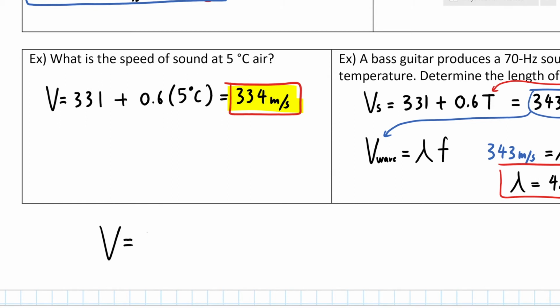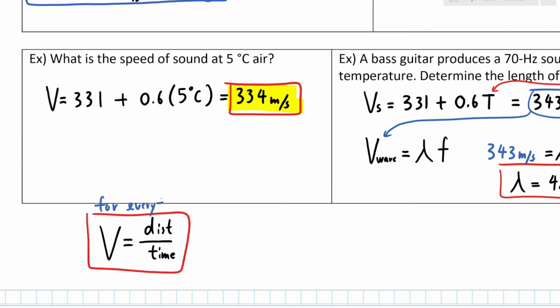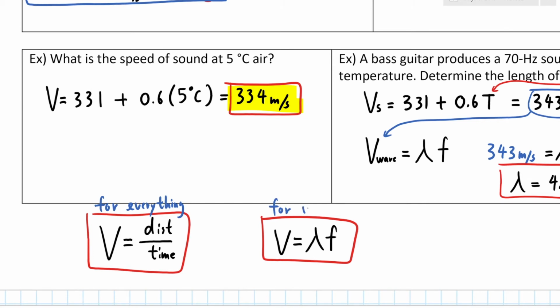So first, we have distance over time as the first speed equation, and that was learned in kinematics. Now this one, distance that you travel over time, is for everything. Okay, then last two classes, we picked up this equation, which is called the wave equation. This equation has wavelength and frequency. This equation only works for speed of a wave.